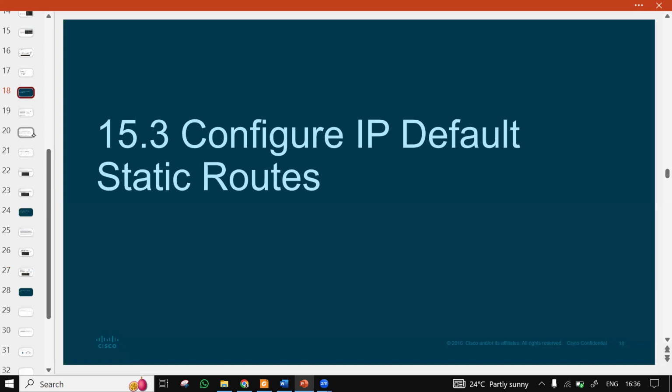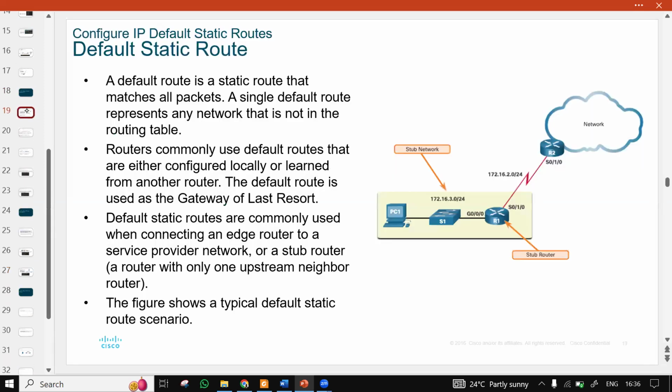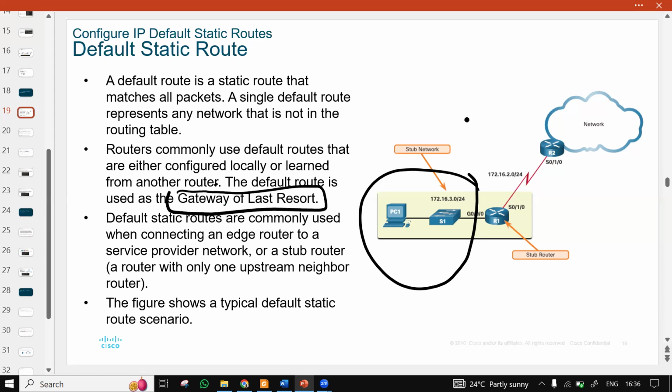Configure IP default static routes. Right. We talked of the default static route. Here in this example, when traffic arrives and fails to match, instead of being dropped, it is sent to what is called the gateway of last resort. The gateway of last resort is the default static route.